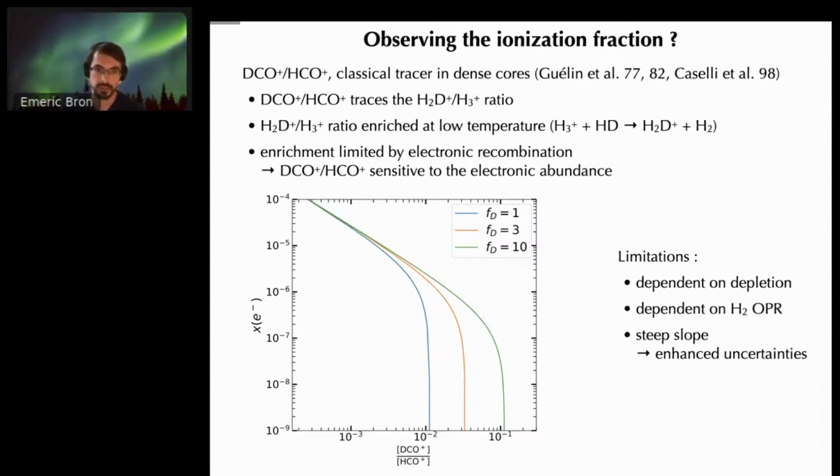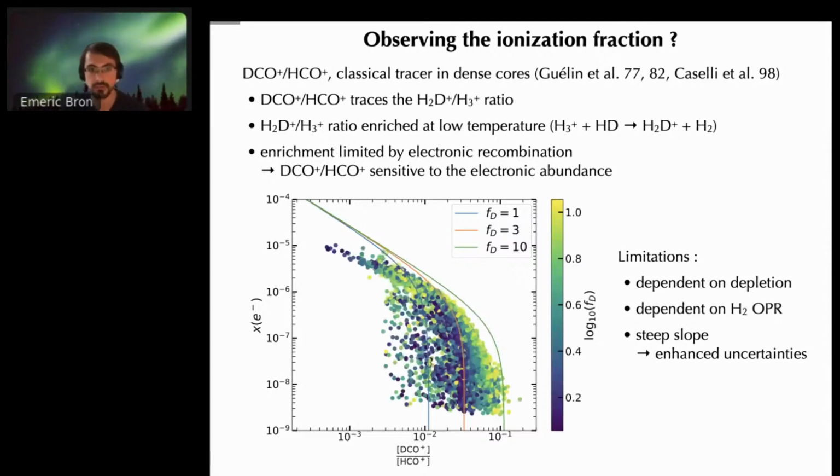And this ratio is enriched at low temperature because of this reaction: H3+ plus HD will give H2D+ plus H2. But this enrichment will be limited by electronic recombination, so that the H2D+ over H3+ ratio will be sensitive to the abundance of electrons, and the DCO+ over HCO+ ratio as well. Based on this simplified reasoning on the chemical network, people have proposed this relationship, proposed in Caselli et al., which depends, of course, on the depletion level of the gas.